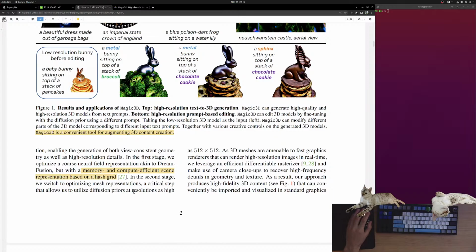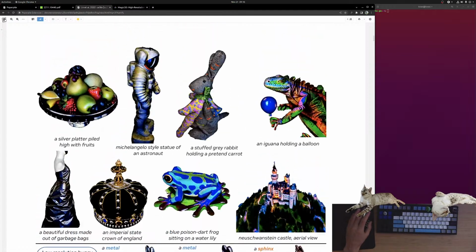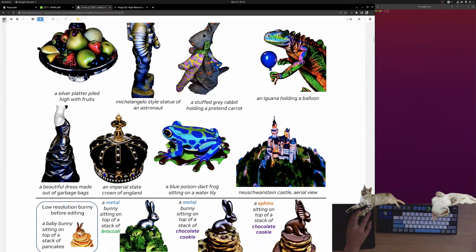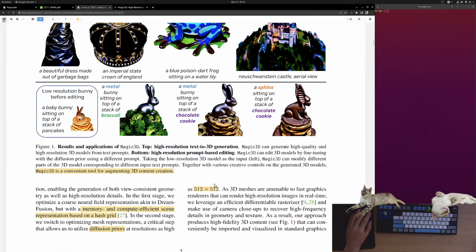In the second stage, we switch to optimizing mesh representations, a critical step that allows us to utilize diffusion priors at resolutions as high as 512 by 512. Okay, so diffusion priors just kind of means that they're going from an image, and then in Diffusion, that image is 64 by 64, right? That prior that they're conditioning their generation on. But here, the prior image that they're conditioning their generation on is 512 by 512.